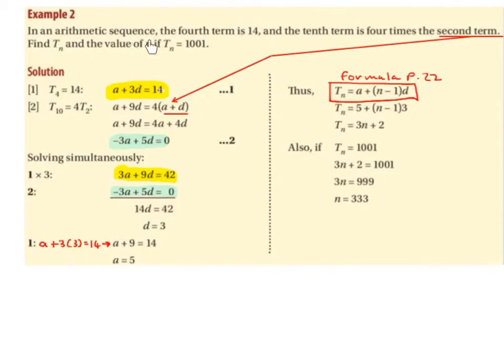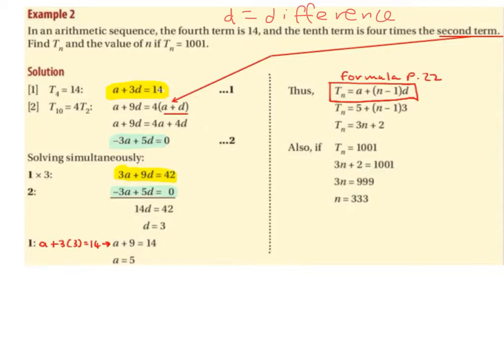In an arithmetic sequence, the fourth term is 14 and the 10th term is 4 times the second term. Find Tn, the general rule or the general formula for the sequence, and the value of n if Tn is 1001. So Tn can represent the nth term, the general rule, or the formula for the term. So in this question, and all sequences questions, we are going to let D represent the common difference.